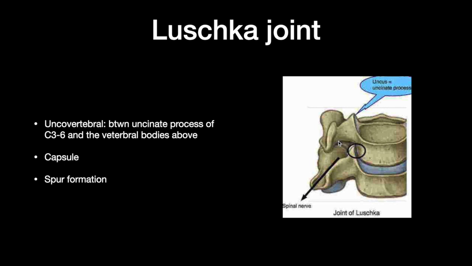The Luschka joint is also known as the uncovertebral joint. Here is the uncus up here, and here's the vertebral body. It does have a capsule. It is a synovial joint, and these sites are generally frequent sites of spur formation.